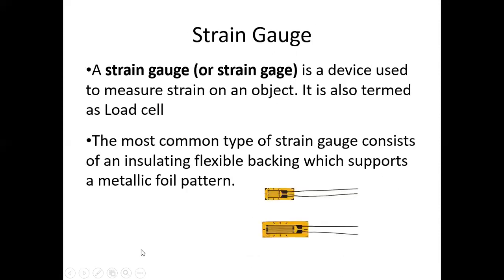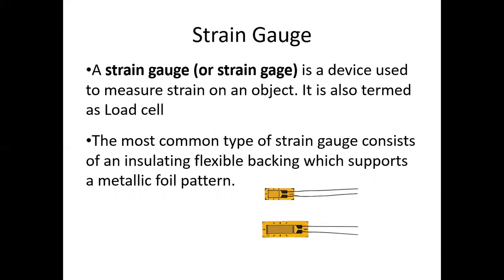What is a strain gauge? A strain gauge is a device used to measure strain on an object. For measuring the strain on any object, we use the strain gauge. It is also termed as a load cell.